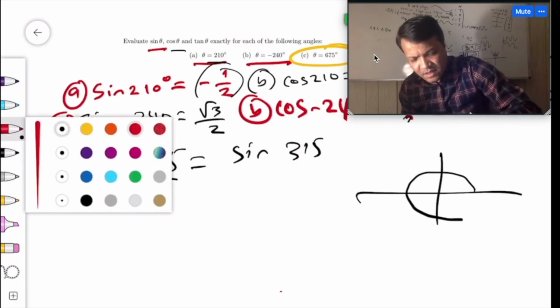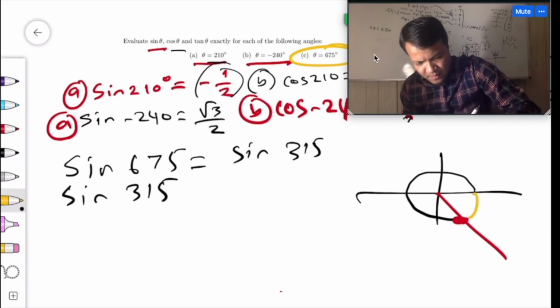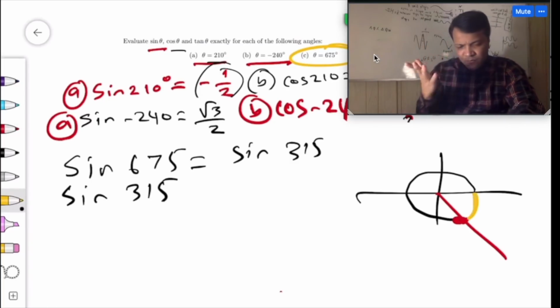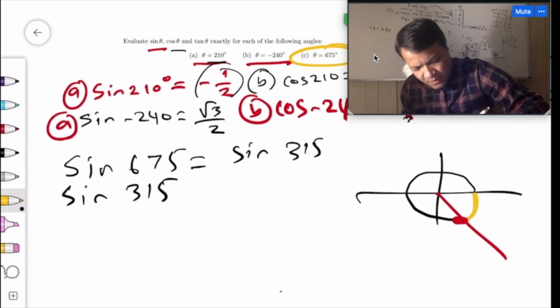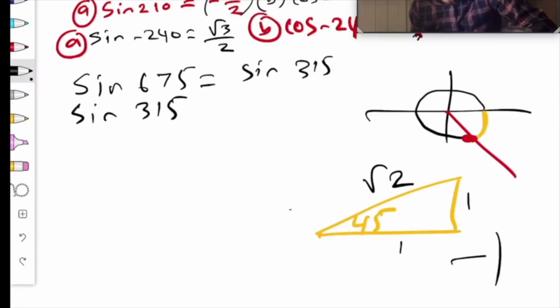So this is sine 315. So that means this is 45. We are talking about a 45 degree angle this time. If this is 45, then this must be 1, this must be 1, and this must be square root of 2. And in the fourth quadrant, sine is negative, but cosine is positive. All right, so we know everything now.